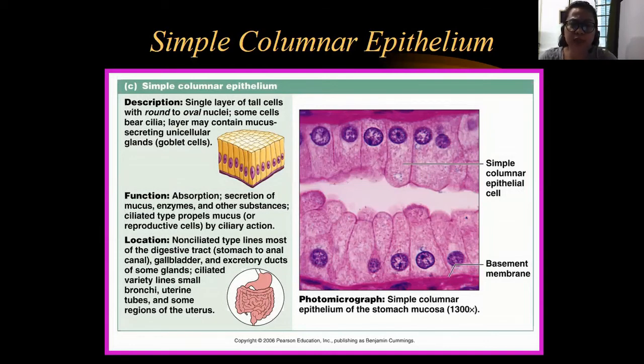This usually functions whenever our body has an infection, wherein it absorbs the mucus and the bacteria and viruses which our body may contain. Non-ciliated types line most of the digestive tract, from the stomach to the anal canal, the gallbladder, excretory ducts, and some glands. Ciliated types line the bronchi, which are located in our lungs, the uterine tubes, and some regions of the female uterus.